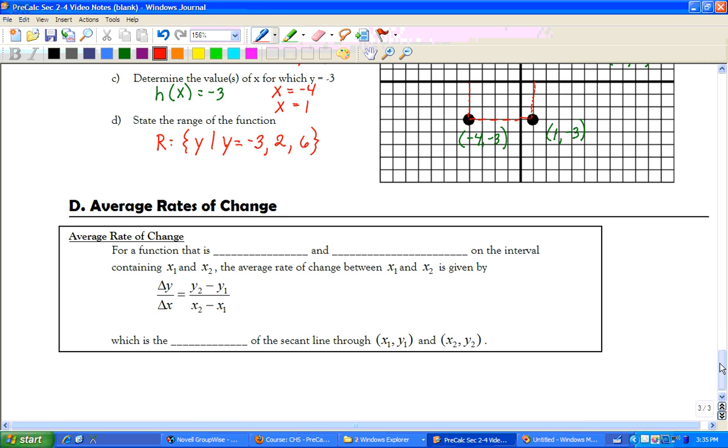Last thing we have is average rates of change. So for a function that is smooth and continuous, on the interval containing x sub 1 and y sub 1, the average rate of change between x sub 1 and x sub 2 is given by this equation, the change in y over change in x, which is subtracting the y coordinates and dividing by the subtraction of the x coordinates. We should be familiar with this because this is the slope. More specifically, it's the slope of the secant line, but all we're looking at here is finding the slope between the 2 points.